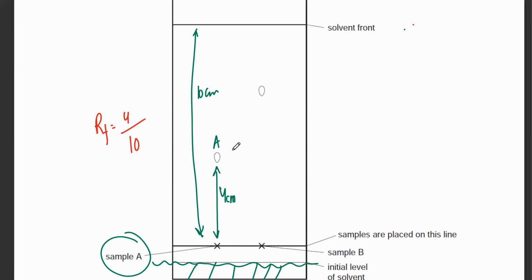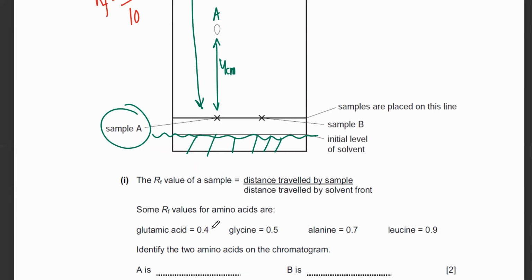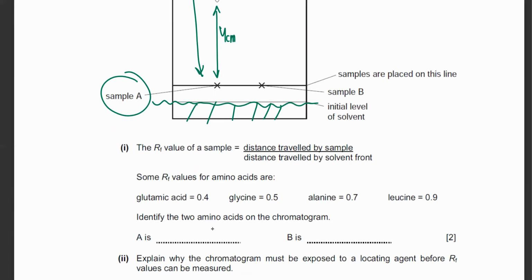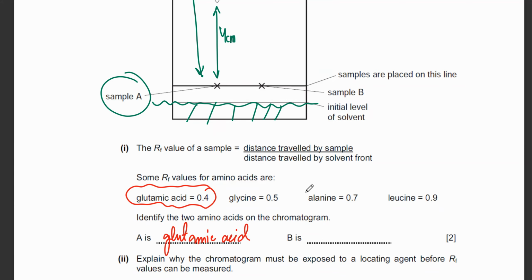So, it's probably closer to 0.4. There is an amino acid that has an RF value of 0.4. So A is going to be glutamic acid. And similarly, we can measure B.